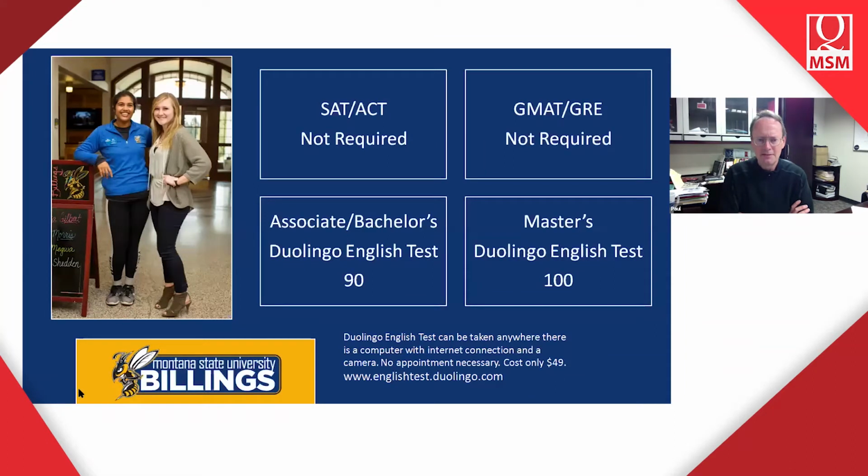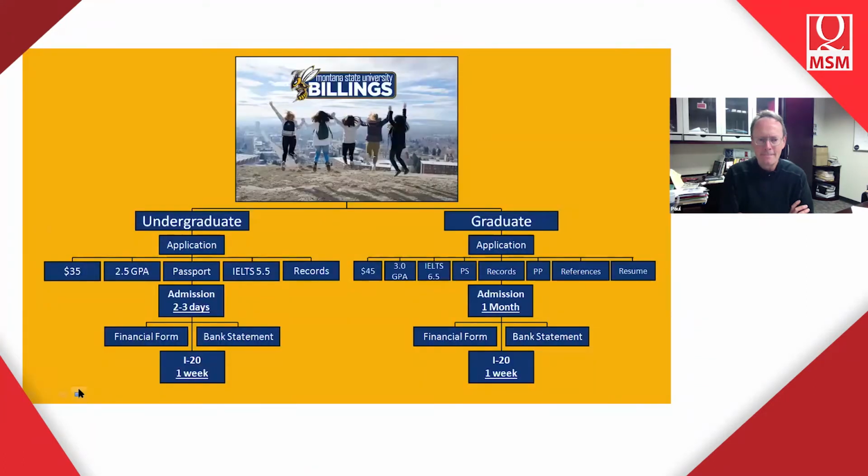Next slide, please. So the undergraduate application process has a small fee, $35, or $30 if it's paper-based. The minimum GPA is a 2.5. The students will need their passport, proficiency in English, IELTS or many other tests, and then their high school records.